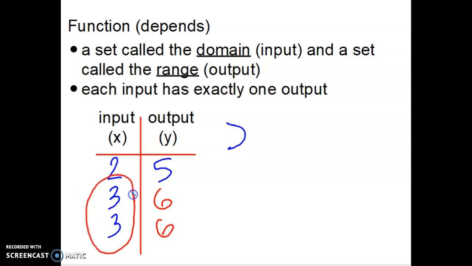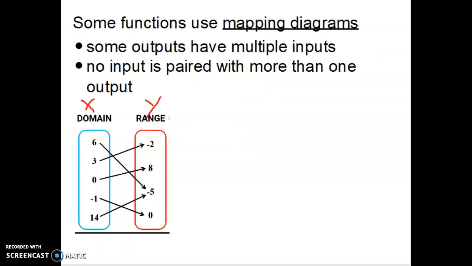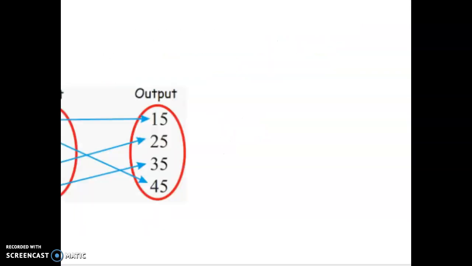Were any of the inputs, were any of the domain values repeated? So we look here, we have a 6, a 3, a 0, a -1, and a 14. There is nothing repeated, so then yes, this is a function. Now if there is a repeat, that can be okay, but did it produce the same answer? So let's look at another mapping diagram.